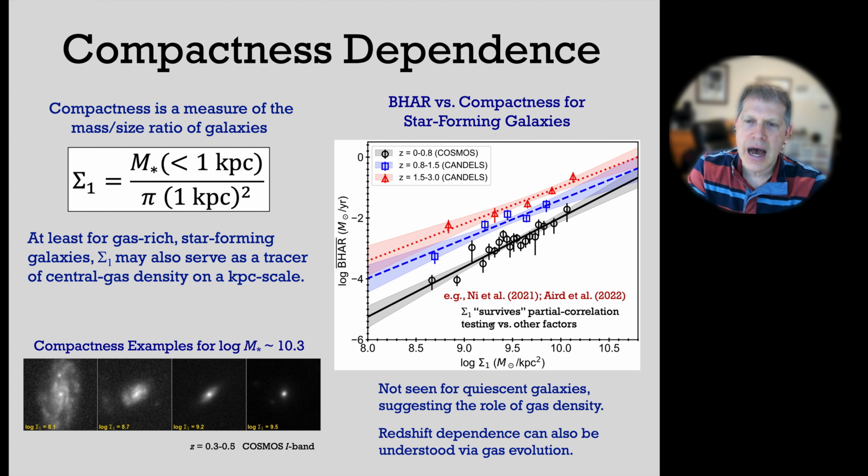And this driver is not just merely a secondarily induced correlation, as I warned about earlier. Partial correlation testing demonstrates that. Also, notably, these correlations with compactness are really not seen so well for quiescent galaxies. You see them primarily for the star-forming galaxies, suggesting that indeed the central gas density is being traced, and that is playing a significant role in driving the supermassive black hole growth. Furthermore, the redshift dependence here can be understood in that overall picture via the evolution in cold gas density rising as you go to higher redshifts. Okay, so that's the compactness dependence.